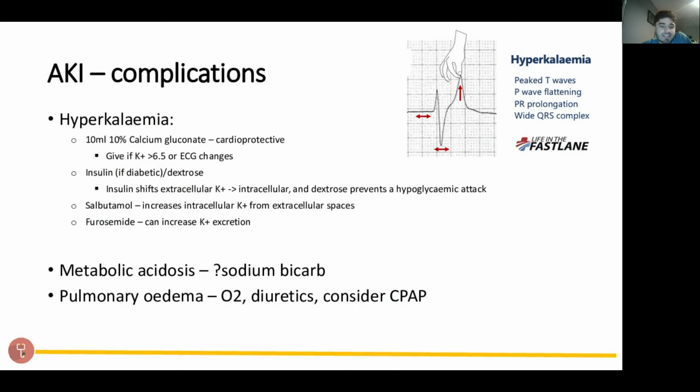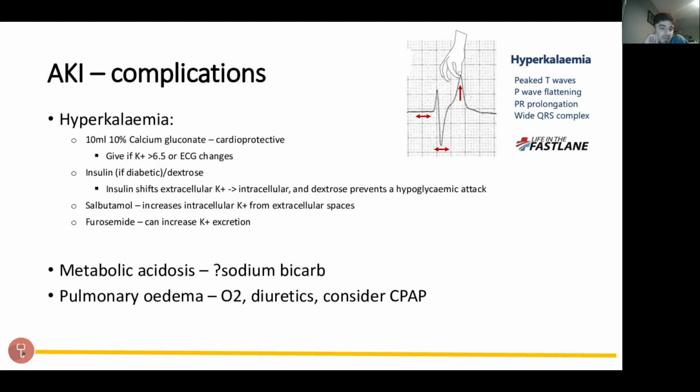The other thing is insulin dextrose. And actually what I found out making this PowerPoint is the insulin is only given if your patient's diabetic. If you just give dextrose, then the patient produces endogenous insulin themselves, and insulin increases the shift of potassium from extracellular to intracellular spaces, therefore reducing the amount of potassium in the blood. So that's quite interesting. Not everybody actually needs to be given insulin.